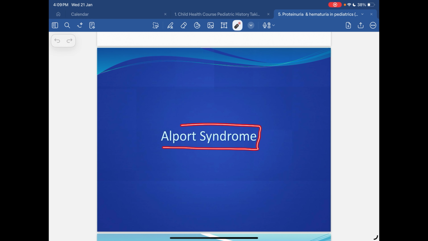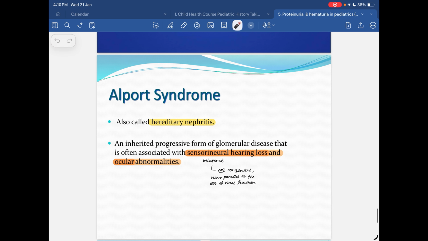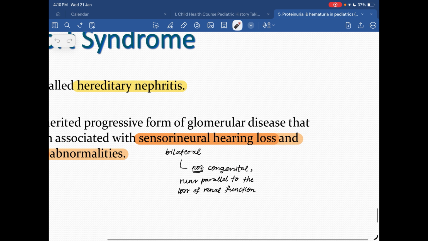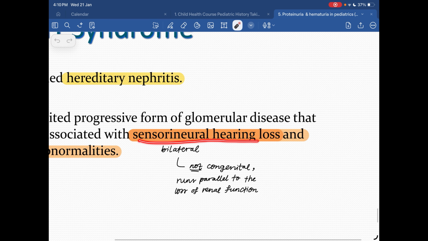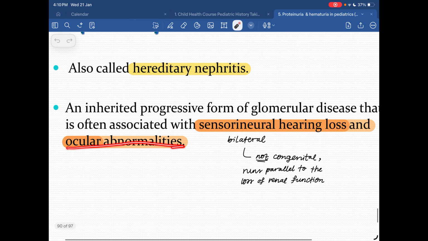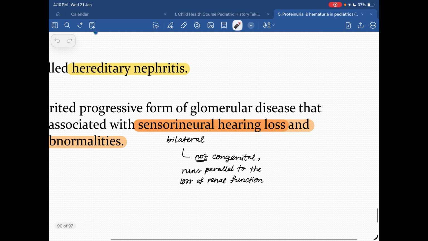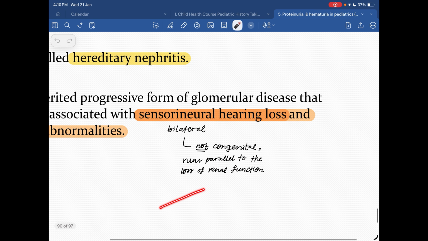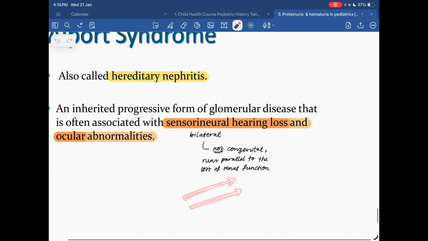آخر شيء بنتطرق له الحين من أسباب الهيماتوريا Alport syndrome. Alport syndrome is also called hereditary nephritis. It is an inherited syndrome of progressive glomerular dysfunction that is associated with bilateral sensorineural hearing loss and ocular abnormalities. And this sensory hearing loss is not congenital. In fact, it runs parallel to the loss of renal function. فكل ما زاد عندنا damage to the kidney زاد عندنا hearing loss.